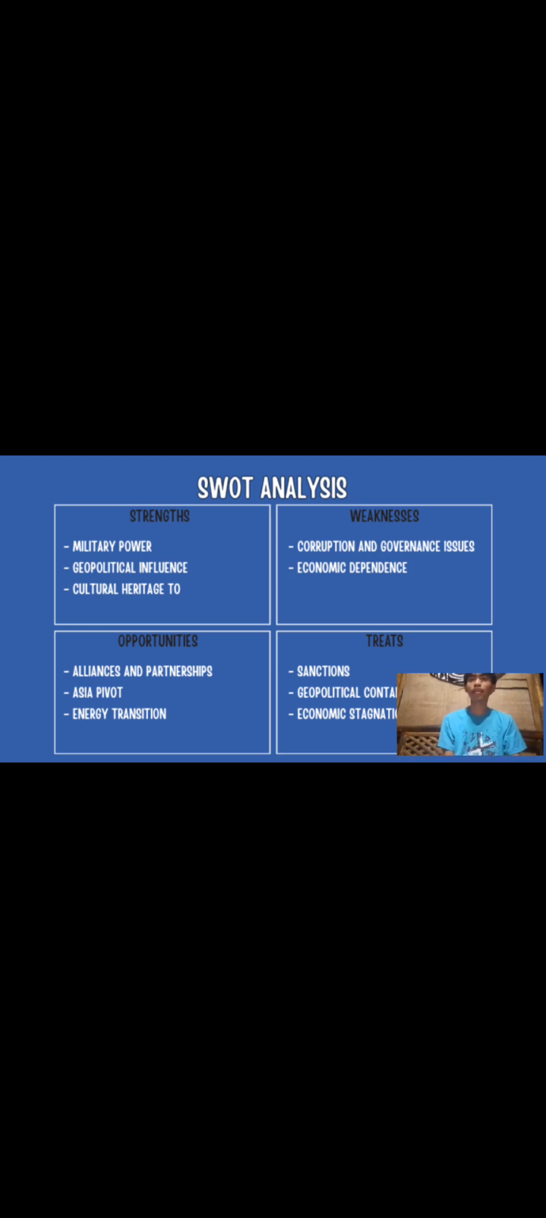Sanctions. Sustained and comprehensive sanctions from the West have degraded Russia's technological and financial capabilities, and their long-term impacts on the economy remain significant. Next, geopolitical containment. The West's efforts to contain Russia's influence, including NATO expansion, pose challenges to its security and regional interests.